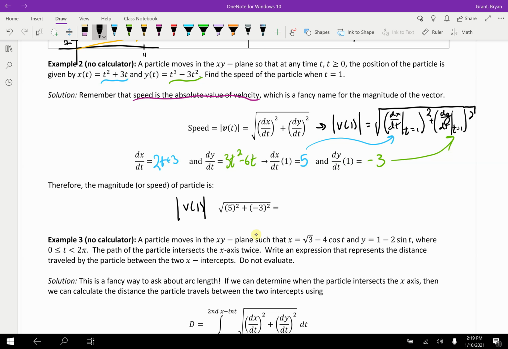So not the velocity, but the speed at 1 is found by the square root of 25 plus 9, square root of 34. It looks like it should be 36. It's not. It's 34, and we are good. 17 and 2 prime numbers, can't break it down.